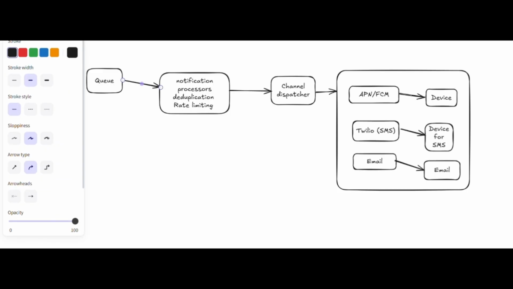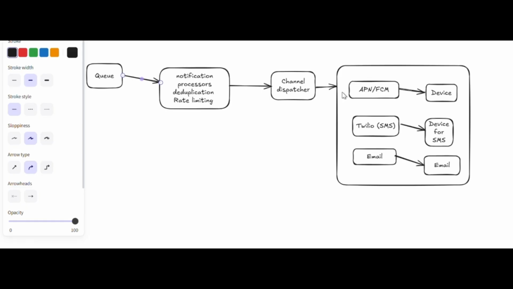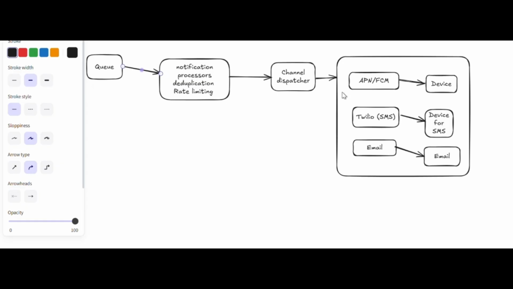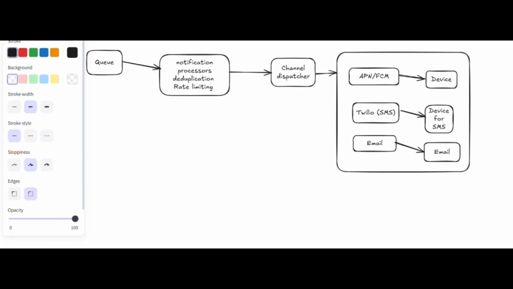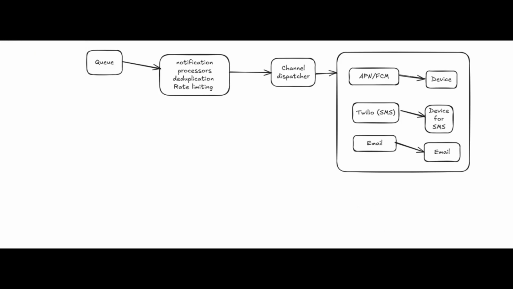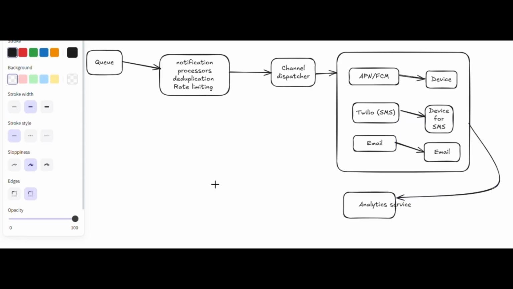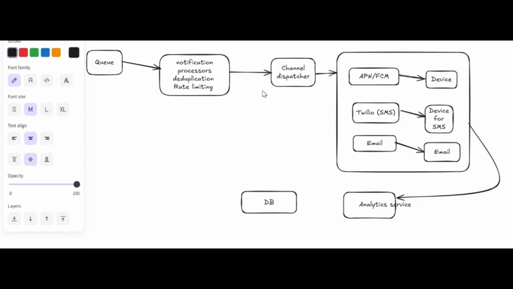Now comes one of the most important but often overlooked parts: tracking and logging. Once the notification is sent, we need to know: was it delivered, was it opened or clicked, did it fail? Here is where the analytics service comes into play. It collects events from the adapter or provider callbacks and stores them in a central logging database or analytics service. So, after it is delivered, we will call the analytics service here. The analytics service will save the tracking and logging data into the database.